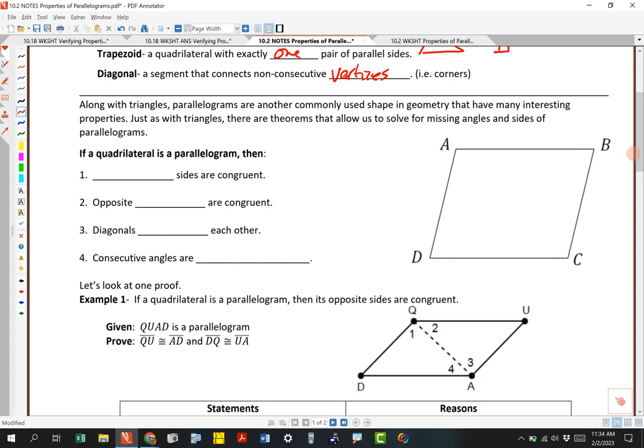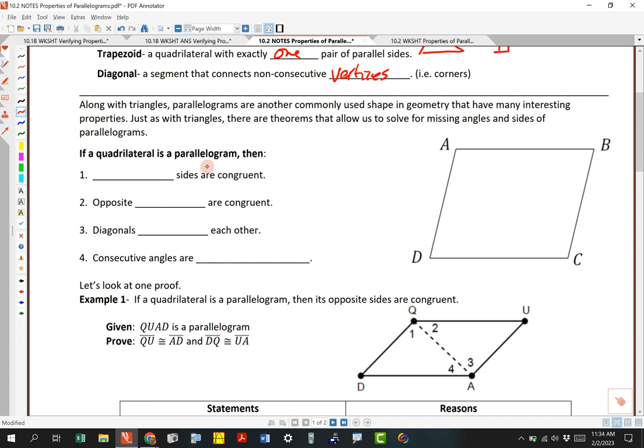So, again, we studied triangles. We talked about triangles. We looked at their properties. Another shape that we use all the time in geometry is a parallelogram. And there's a whole bunch of interesting properties for parallelograms. So there's some theorems about these. And we're just going to kind of lump them all together. And you can look up proofs for these and stuff like that, but here we go.